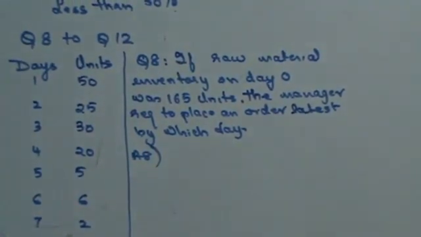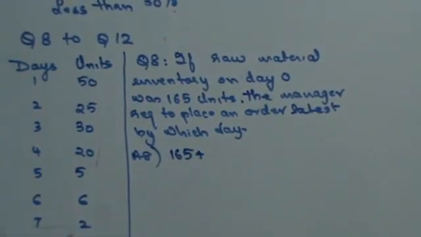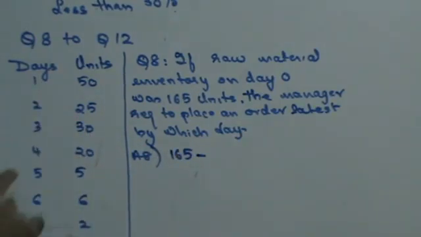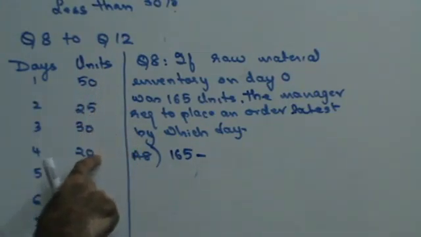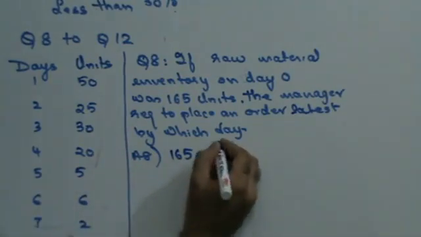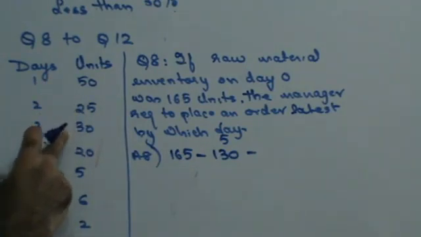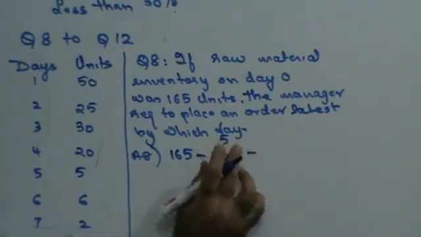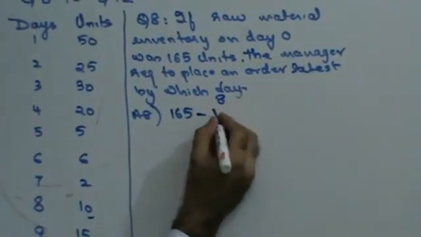Now see, they are saying that you are going to start with a raw material inventory of 165 units, right? Start adding. Now 165 units you are going to start with, and you are going to use these many units. So in the first 5 days, 75, 105, 125, 130 units you will use in the first 5 days. Then another 18 units. So 148 units you would have finished using by 8 days.